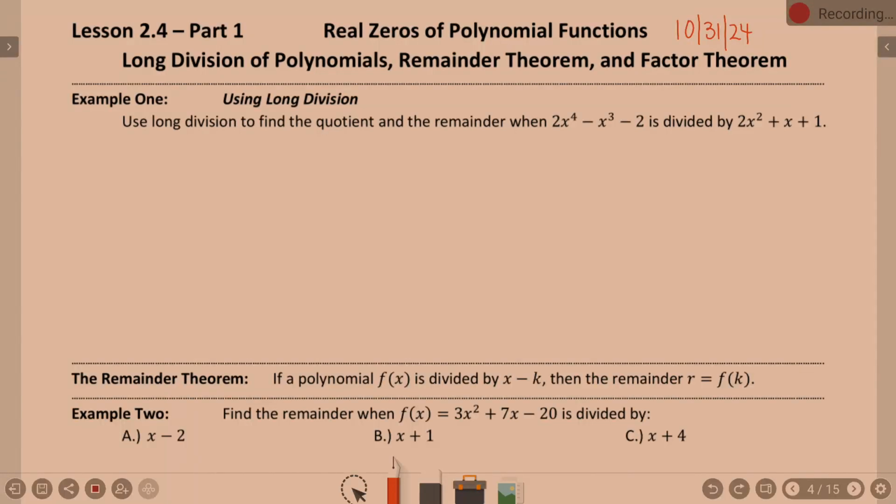4 is officially real zeros of polynomial functions. So finding the zeros, specifically when we're not looking at the graph. Really what it comes into is we're going to review long division and synthetic division. Now, we did long division and synthetic division last year.